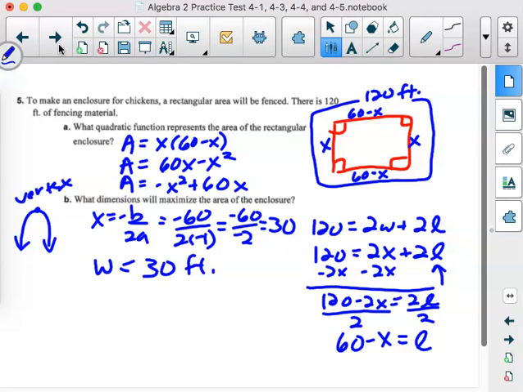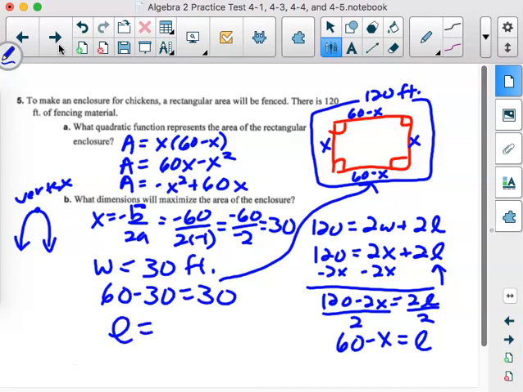Now, it said what dimensions, so I need the other one. And all I have to do is take my 30 and put it in for x. So 60 minus 30, well, that's 30. So the length and the width would be 30 feet. So the dimensions, 30 feet by 30 feet.